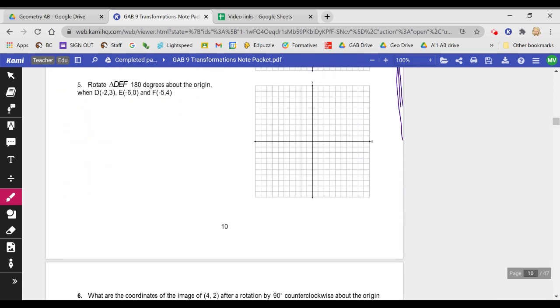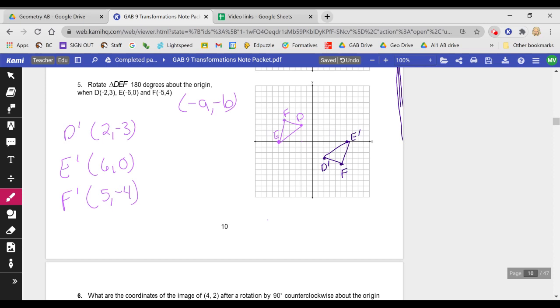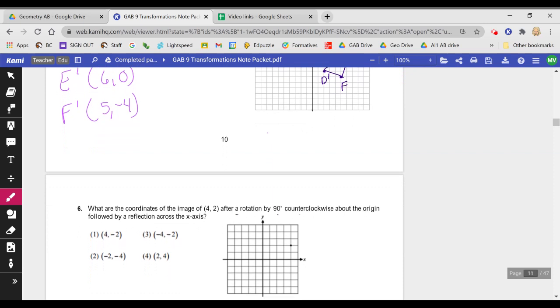So number 5, we're going to rotate 180 about the origin. Again, I want you to pause and do number 5 and come back and check. So you can see that I plotted my triangle DEF. I then used the rule of 180, which is -A, -B. So D prime is 2, -3, E prime is 6, 0, and F prime is 5, -4. And I plotted those. And you can see that it's a rotation of 180 degrees.